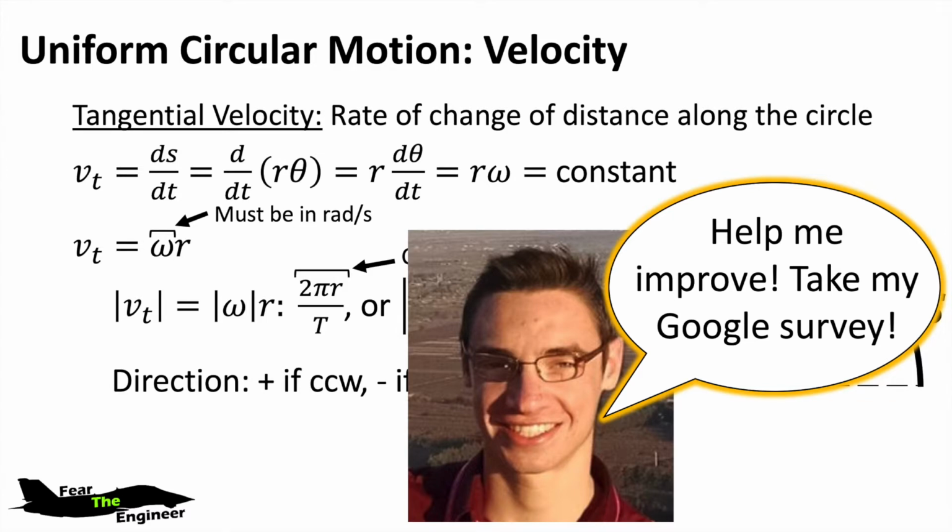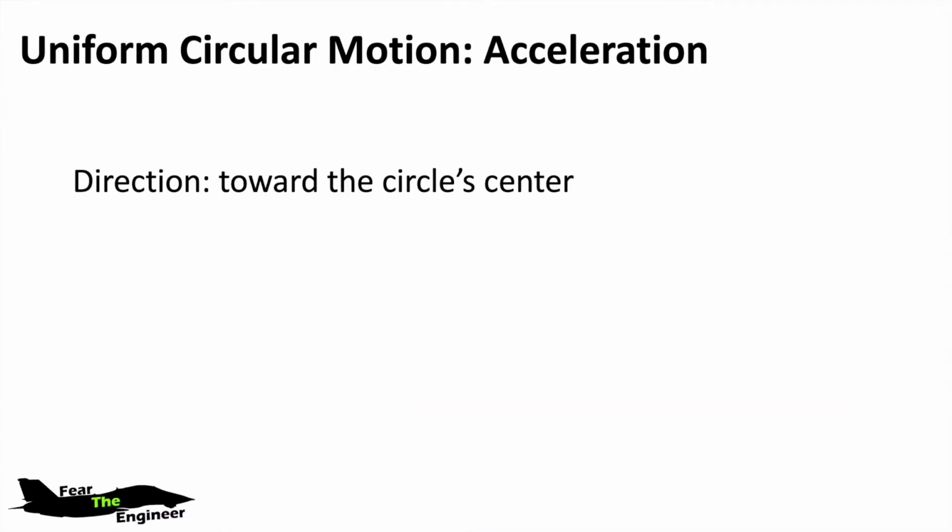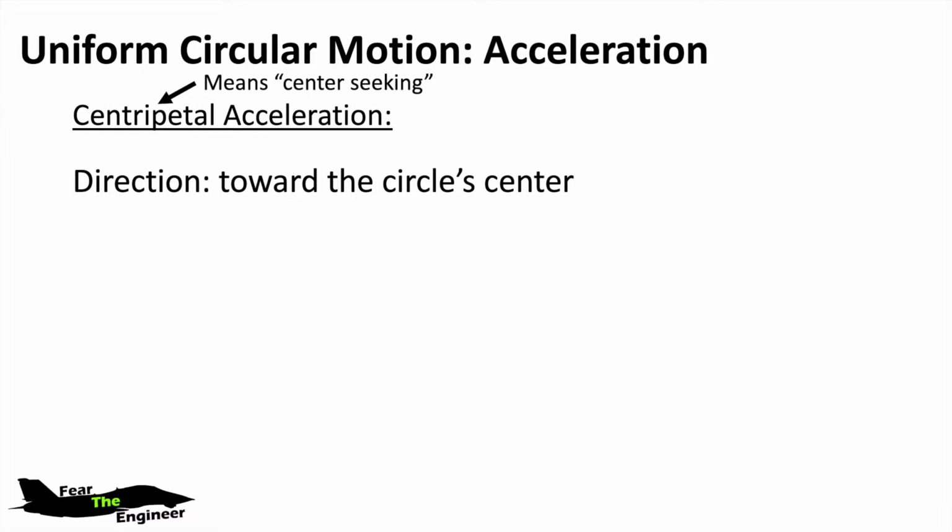Now, let's look at acceleration. For uniform circular motion, the acceleration's direction is toward the center of the circle. We call it the centripetal acceleration. Centripetal just means center-seeking. But why does the acceleration point toward the center?